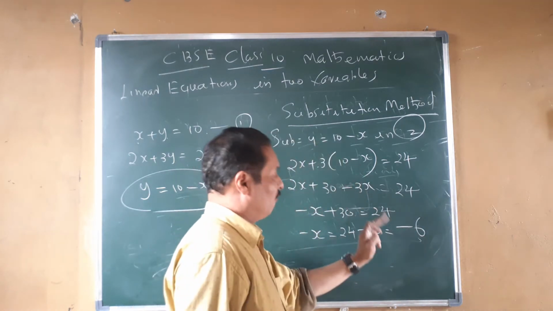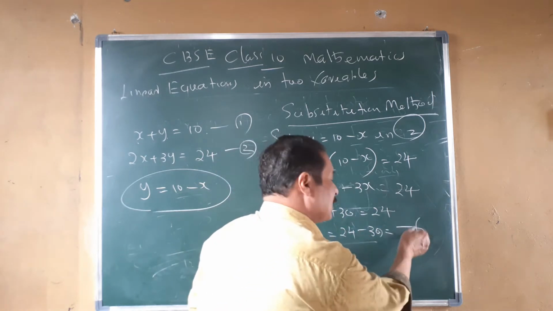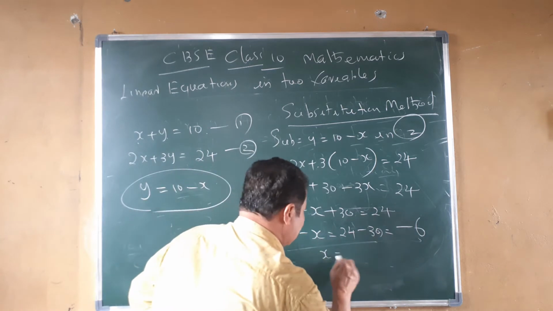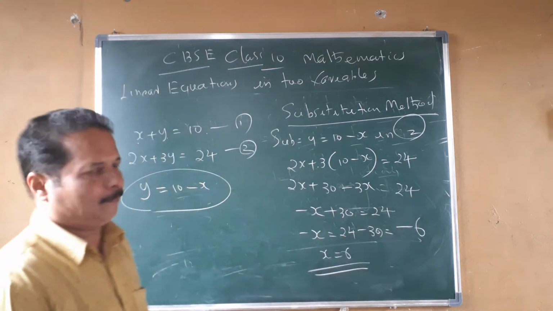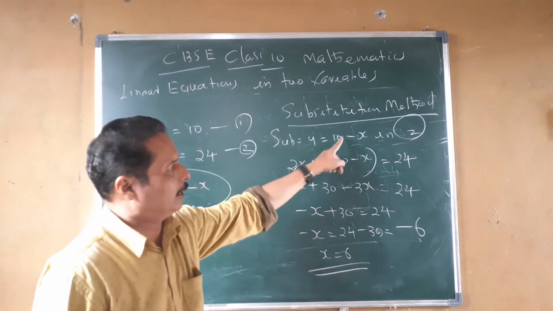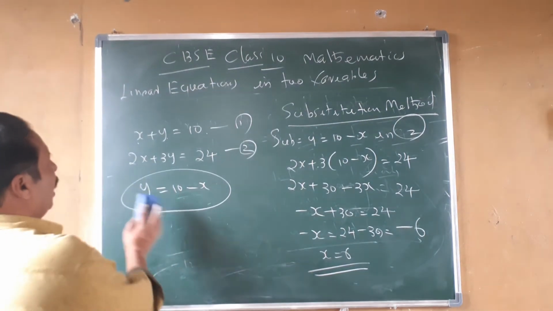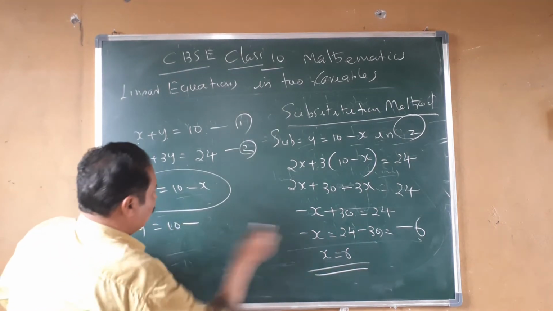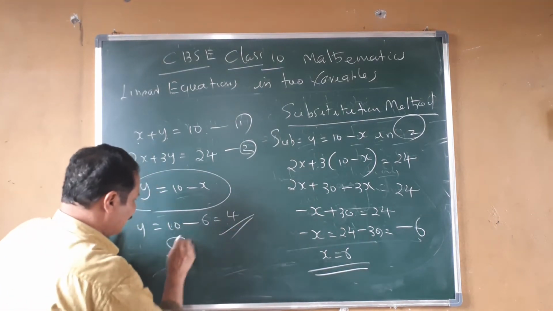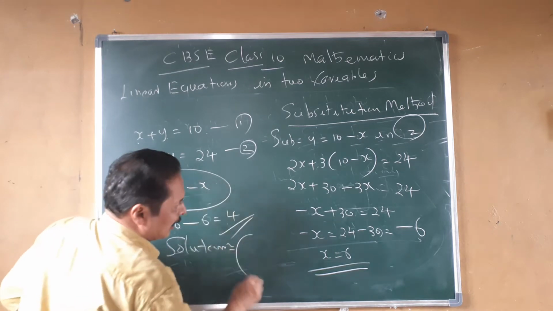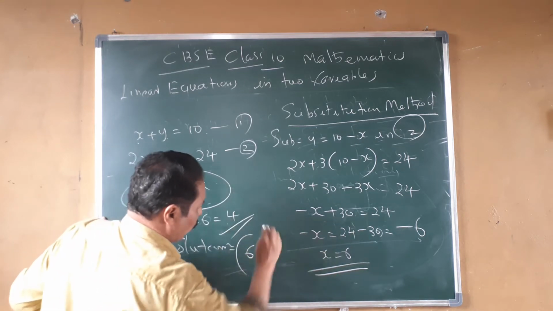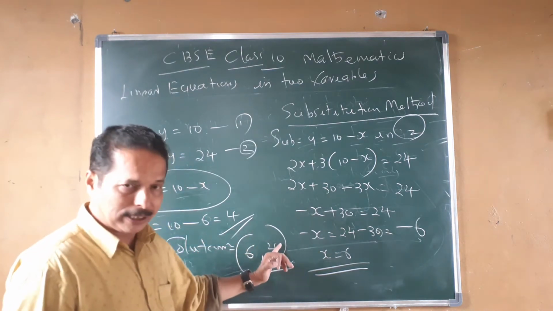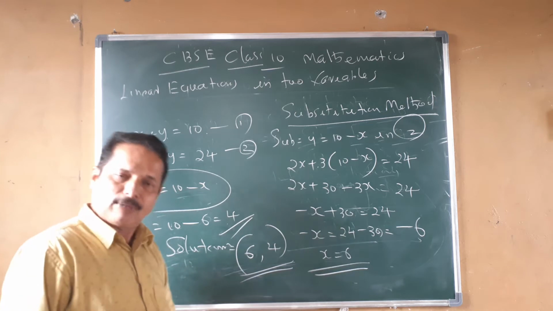Subtract the smaller one from the larger one, put the sign of the larger one, you get negative 6. Minus x equal to minus 6. So x is equal to 6. Clear? Then you substitute this value here, you get the value of y. So y equal to 10 minus x, which is 10 minus 6, so 4. So what is the solution? x is equal to 6 and y is equal to 4. The coordinate is 6, 4. You may write x is equal to 6, y is equal to 4.